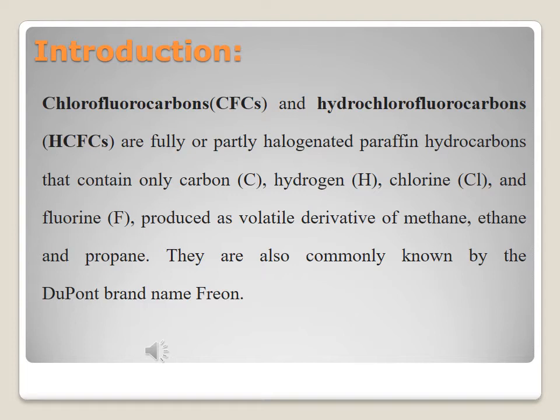Chlorofluorocarbons and hydrochlorofluorocarbons are fully or partly halogenated hydrocarbons that contain carbon, hydrogen, chlorine and fluorine. So they are produced as volatile derivatives of methane, ethane and propane. As in simpler alkanes, carbon has tetrahedral symmetry. The fluorine and chlorine atoms differ greatly in size and effective charge. The methane-derived chlorofluorocarbons deviate from perfect tetrahedral symmetry.